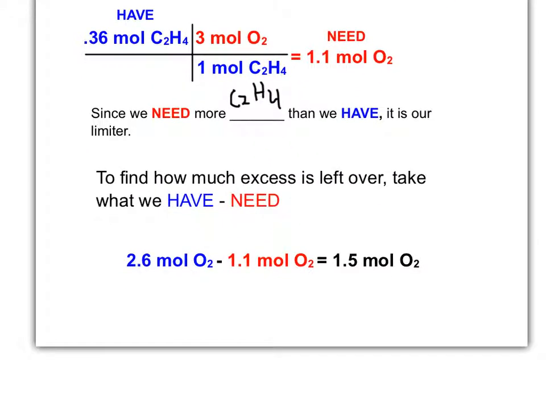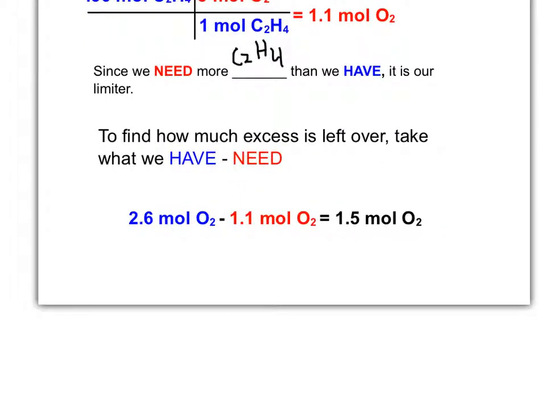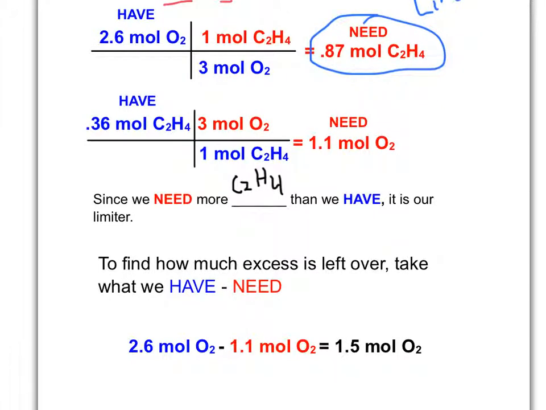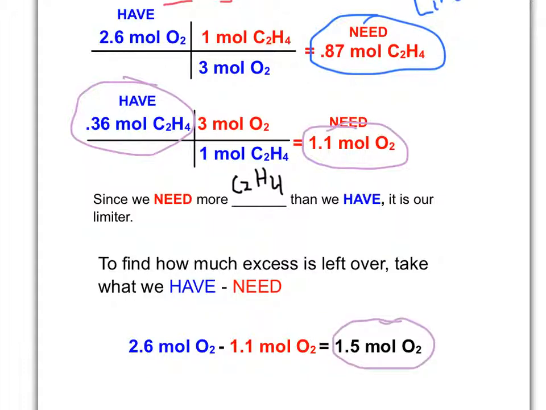So to find out how much excess is left over, we take what we have, which is 2.6 moles of O2, minus the 1.1 moles of O2 we needed, because we determined that in order to use up every last bit of the C2H4 that we have, I would only need to use 1.1 moles of O2. Because C2H4 was my limiter, it's what's holding me back, so I only need so much oxygen to react with that, and I would finish with 1.5 moles of O2 left over.